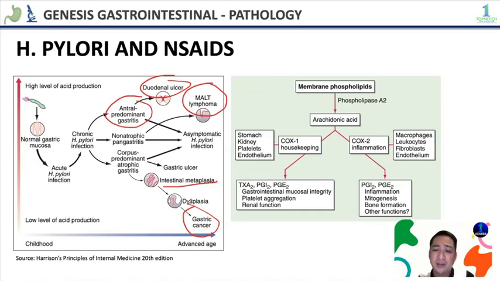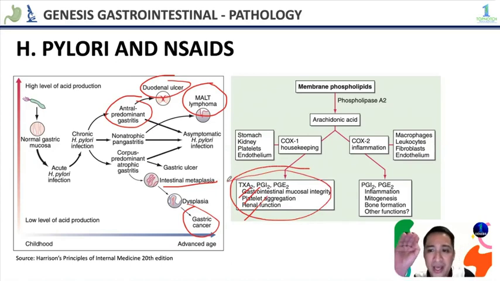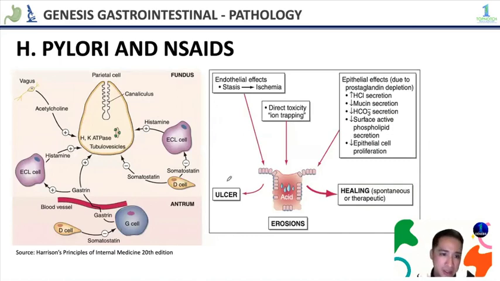So do not forget also that in your arachidonic pathway, we have your prostaglandins. If you're going to disrupt the prostaglandin synthesis, you're already affecting the GI integrity, your platelet aggregation, and renal function. So you see here, these are the different factors affected with NSAID use. All right. So that's the pathogenesis of H. pylori and NSAIDs with PUD.